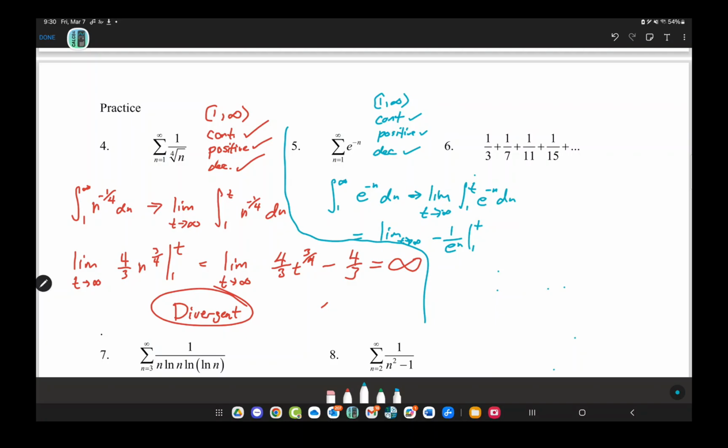Now, as we plug in t and 1, we get the limit as t goes to infinity of negative 1/e to the t plus 1/e. As t goes to infinity, what does this approach? The 1/e to the t term goes to 0, so you get basically 0 plus 1/e, which gives you 1/e. So this is going to converge. I don't know if that's the actual value it converges to, but we do know that this converges.